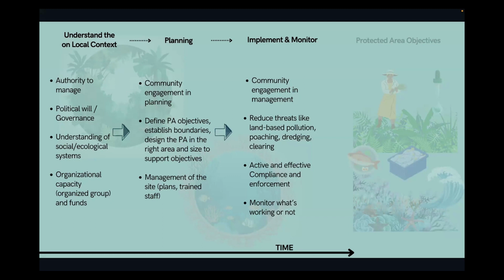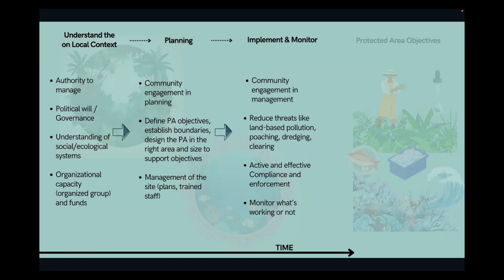As we implement our plan, it's important that we keep the community engaged in management to support the protected area so they comply with rules. This is also when we implement the strategies to reduce any threats that might be degrading the resources we're trying to protect that we outlined in our plan. So we might have to address things like pollution or poaching or clearing. And if these are not addressed, it'd be hard to improve the health of our resources.